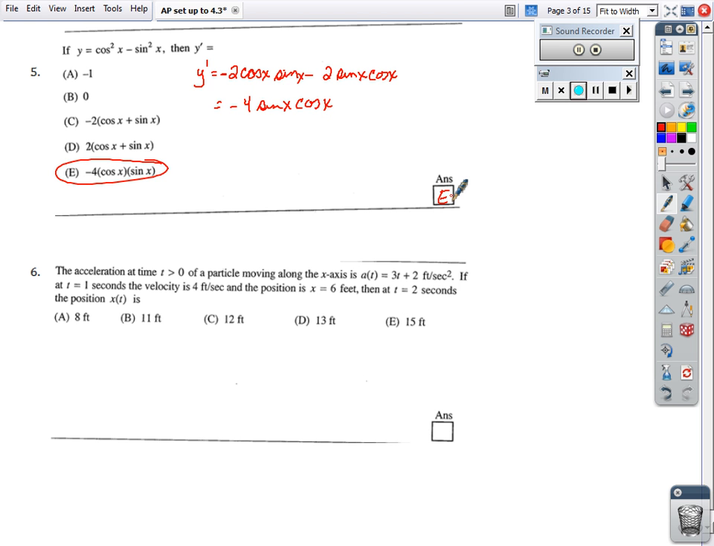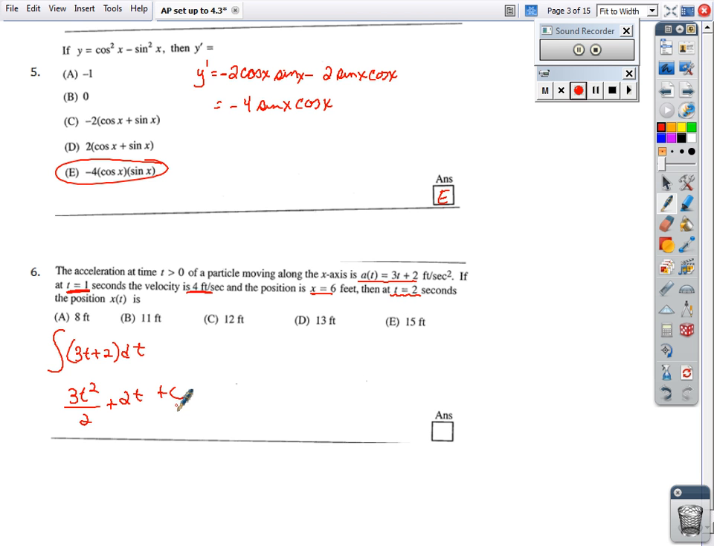And number 6, they give us acceleration as this function, and at time 1 the velocity is 4, and also at time 1 again the position is 6. They want to know at time 2 what's the position. So we need to figure out the position function. So we're going to have to integrate the acceleration twice. Okay, so we're going to take the integral of 3t plus 2 dt. The integral of that would be 3t squared over 2 plus 2t plus c.